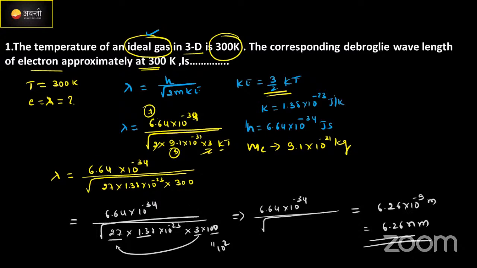Are you getting my point? Right? If you do like that, you will get around this value, 6.26 into 10 to the power of minus 9. Solve it, and we'll discuss problems after the class, not now. Okay, we'll get into another question now.